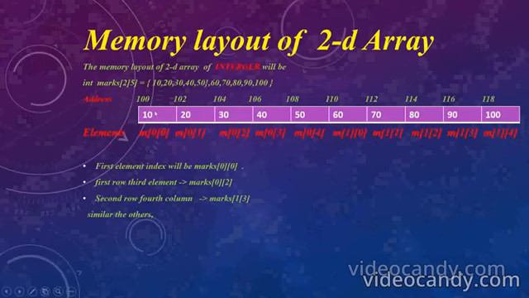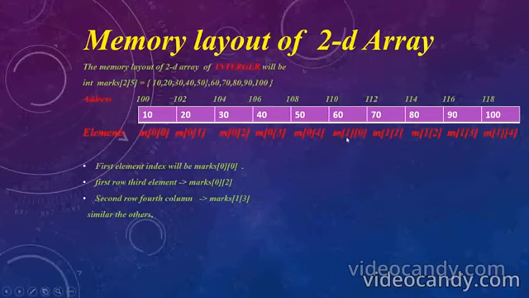So how will the memory locations be placed? There will be 10 elements in continuous memory locations, and the first element will start at 100, the second at 102, the third at 104, the fourth at 106, and so on. The first element is represented by M00, that means row 0, column 0. The second will be M01, that is row 0, column 1. Similarly, if I say M10, what does it mean? It means the second row and first column.